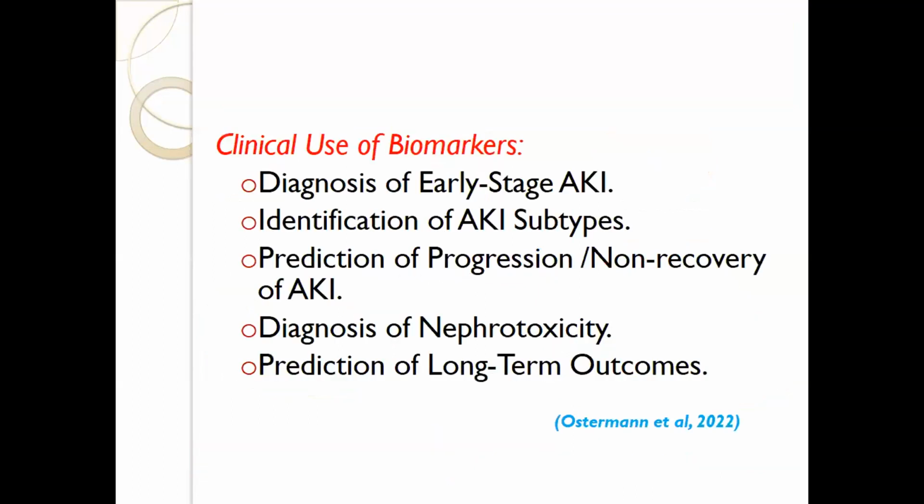Clinical use of these biomarkers can be diagnosis of early stage AKI, which we all search for, and identification of subtypes. Are we in pre-renal, renal, or something like this? Or, of course, the etiology. Progression: what about the prognosis? Nephrotoxicity and long-term outcome, immediate prognosis and long-term outcome.